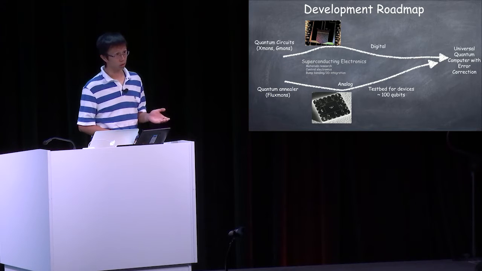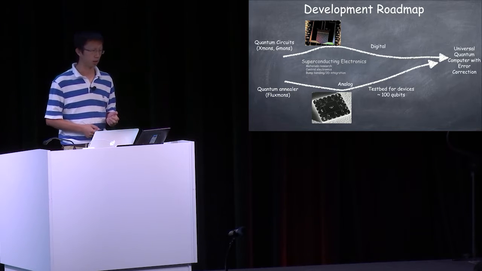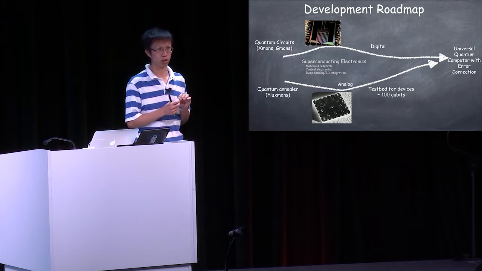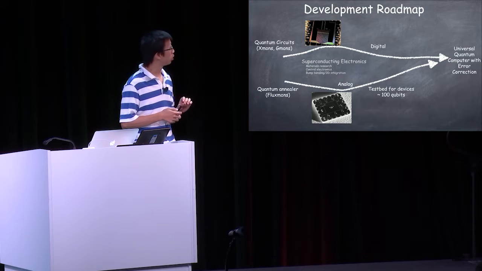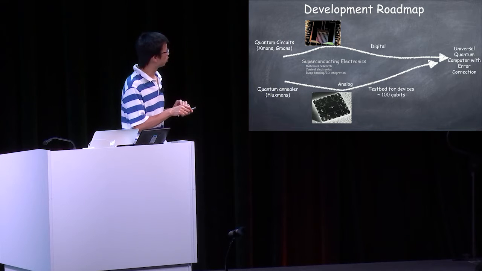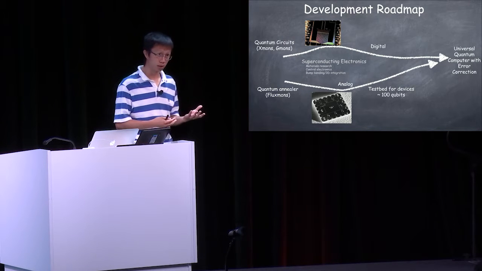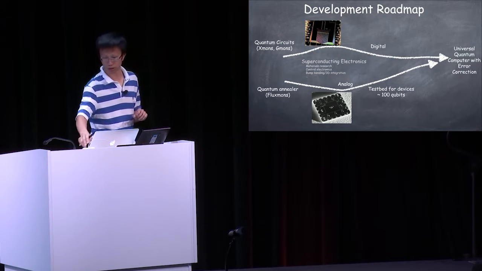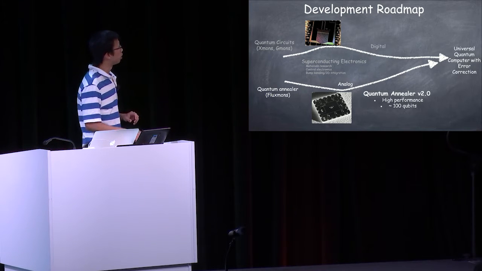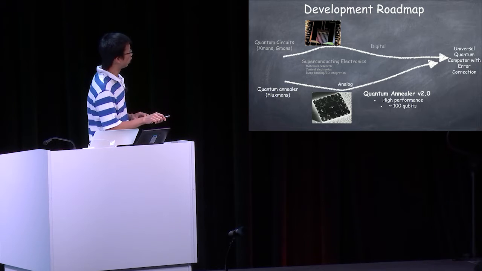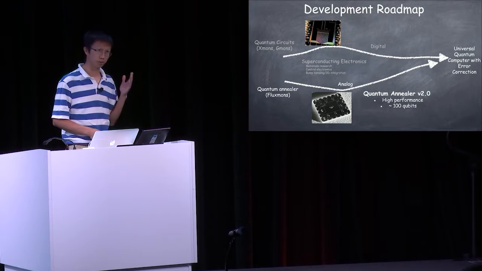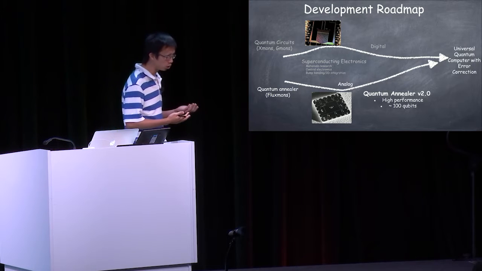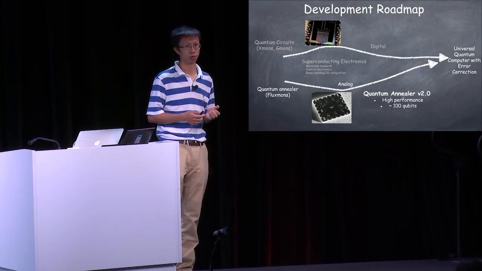We think this route is really attractive because before we can reach a universal quantum computer, which may take us a while, we can use an analog approach as a test bed to test devices on the order of 100 to a few hundred qubits. More specifically, we want to build what we call Quantum Annealer version 2.0. We're hoping that at the order of 100 to a few hundred qubits, we can achieve performance that is good enough to outperform a classical computer.